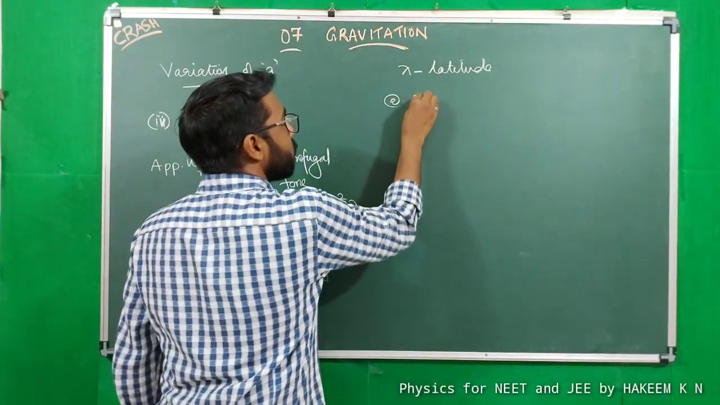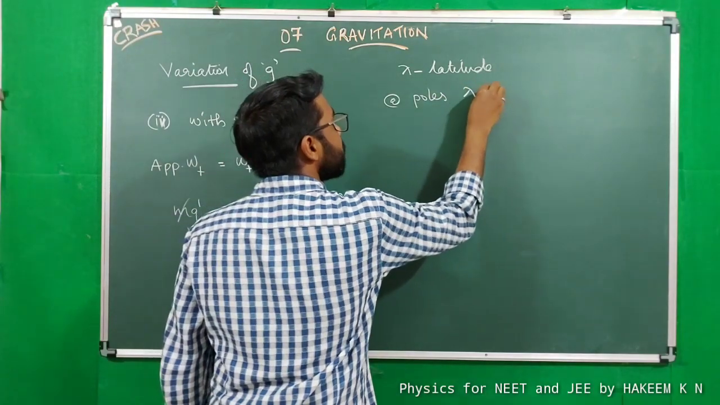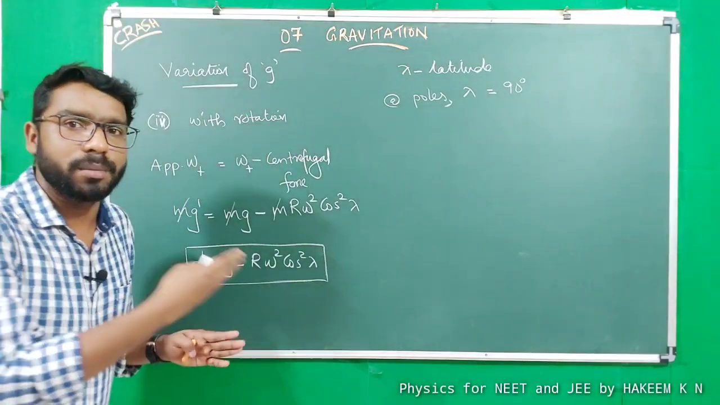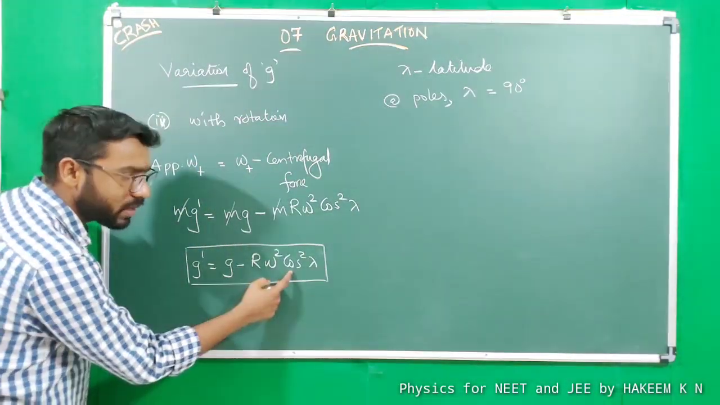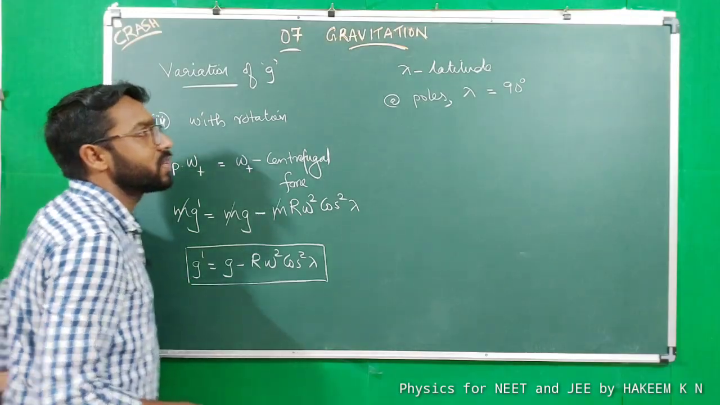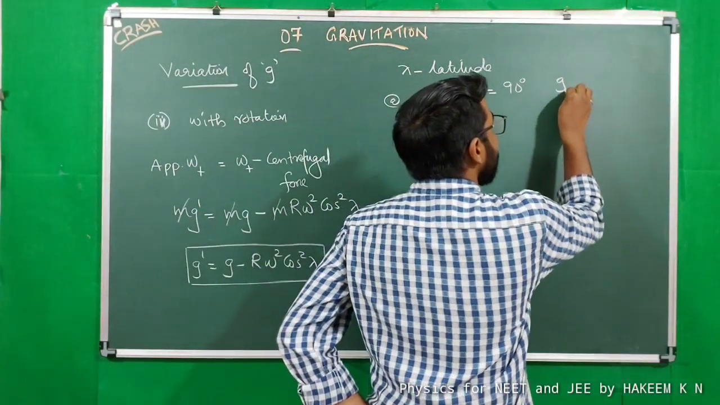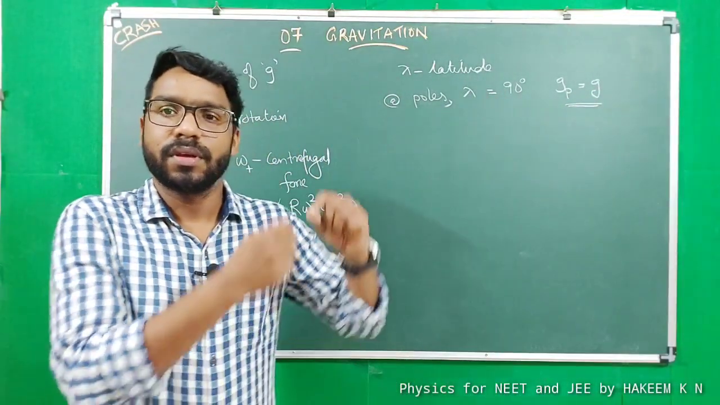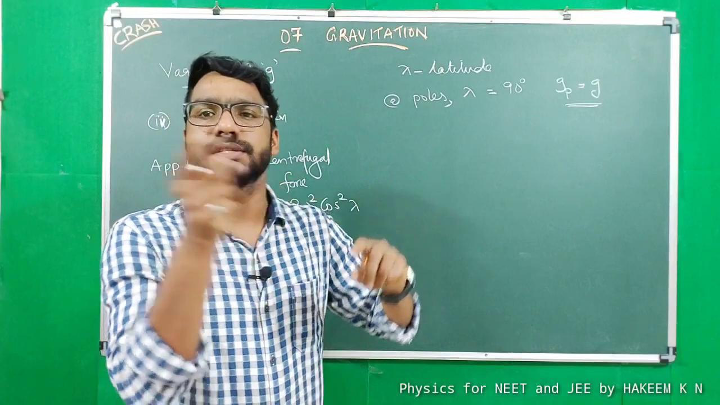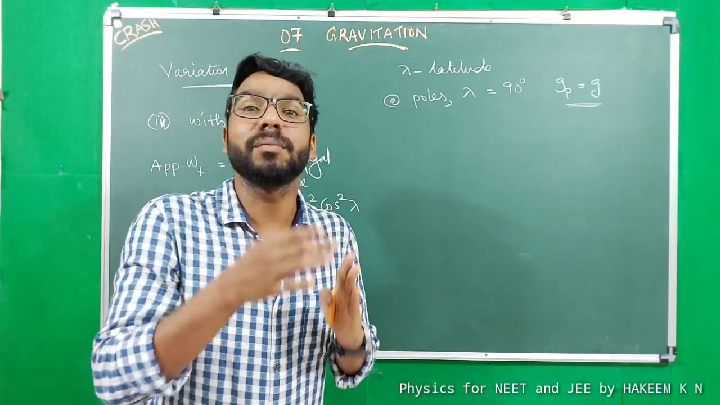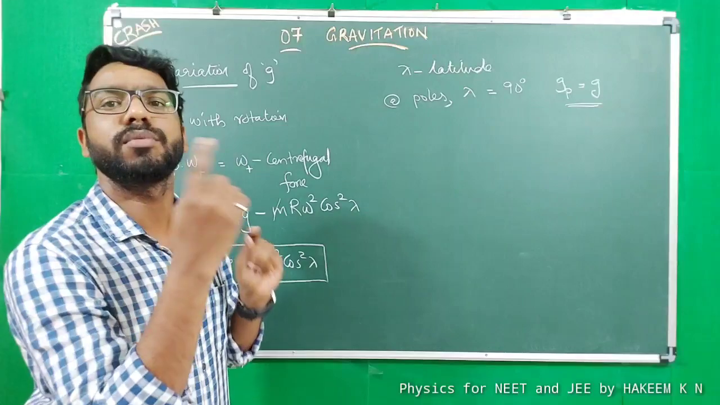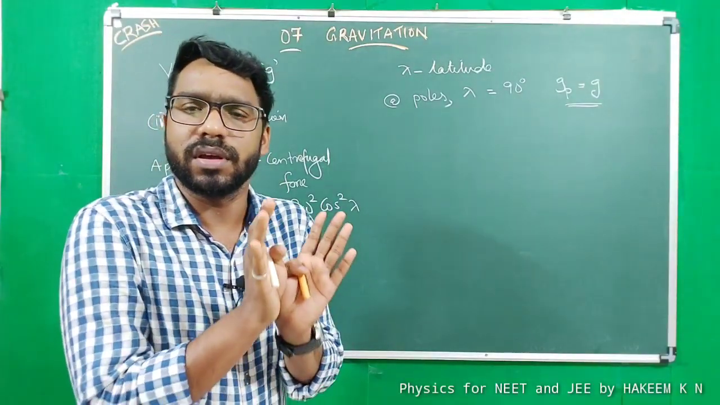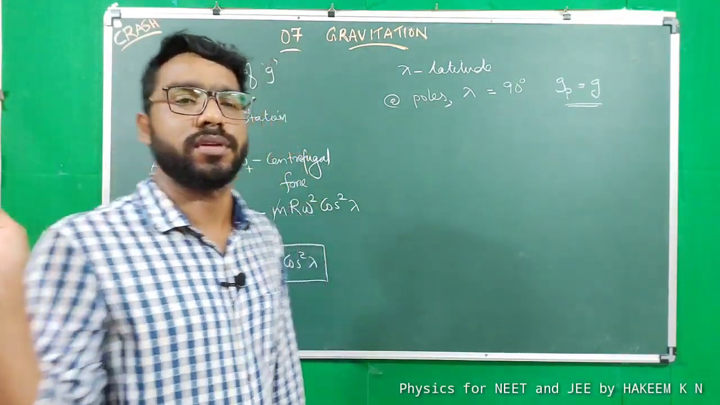Latitude at poles. At poles, lambda equals 90 degrees. So cos 90 is 0, and we get g dash equal to g. g at poles equals g, because the axis of rotation passes through the poles. So poles remain at rest when Earth rotates about its own axis. So at poles, the weight of a body is not affected by Earth's rotation.